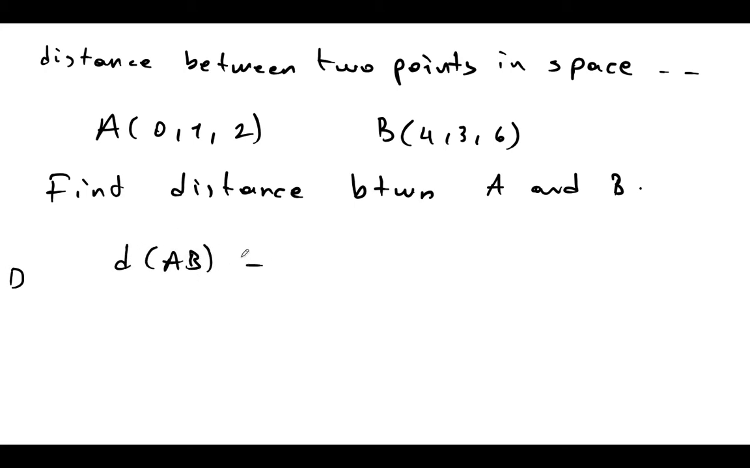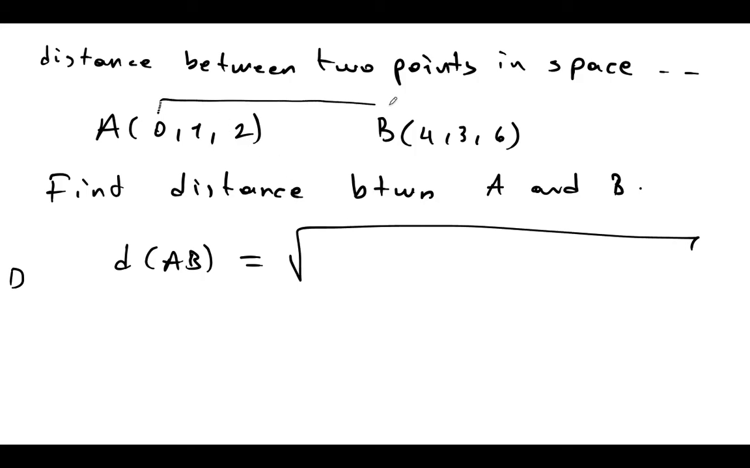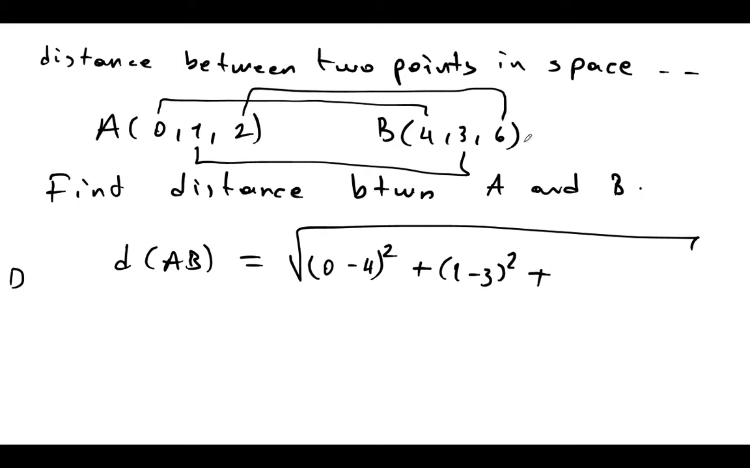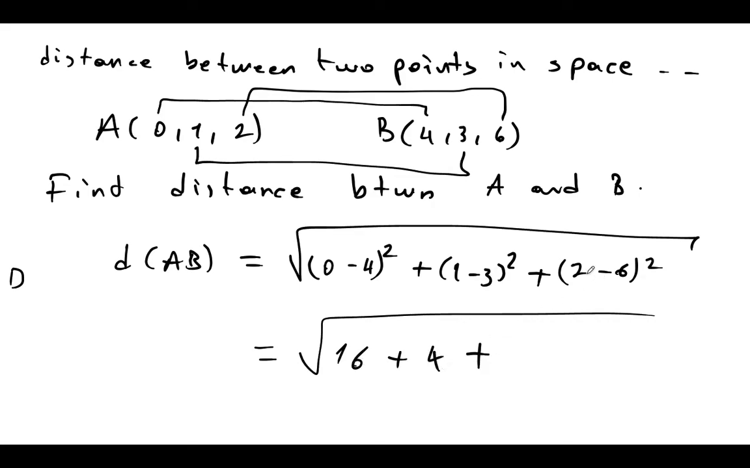The distance between A and B is equal to the square root of the first one minus the first one squared, plus the second one minus the second one squared, plus the third one minus the third one squared. So the result will be 16 plus 4 plus 16, which is 36, and the root is 6. So the distance between A and B is 6 units. So, dot product, cosine rule, and how to write the vector by using initial and terminal points.